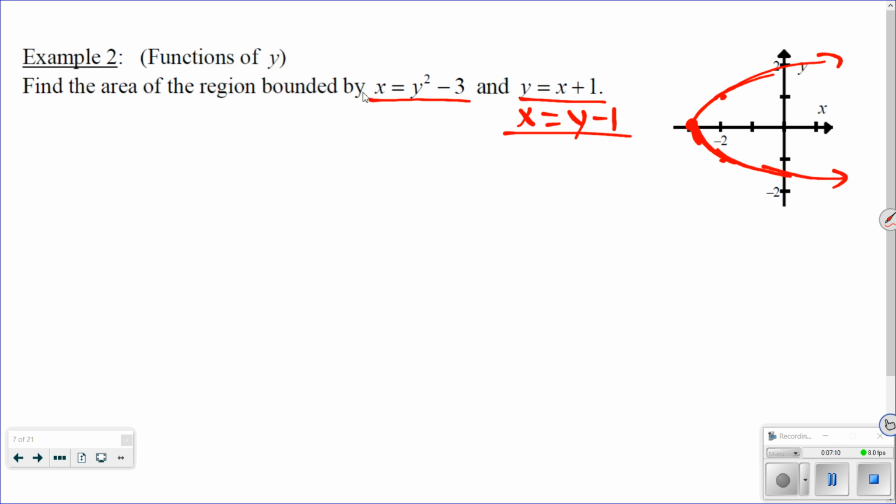Then I want to graph, I'm going to use the original equation just to graph it. y equals x plus 1, right? It crosses at 1. I go up 1, over 1. So it's looking something like that.